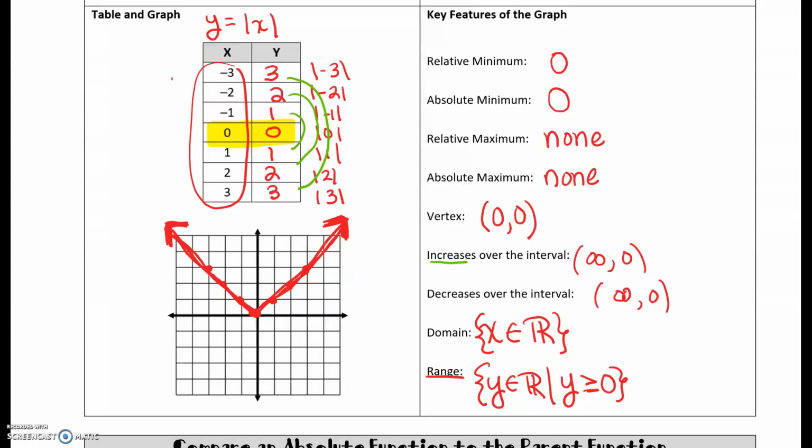So let's now analyze just overall about the absolute value graph. It is V-shaped. The parent starts at 0, 0, and it has the positive piece and it has the negative piece. All absolute value functions will come from the parent graph.